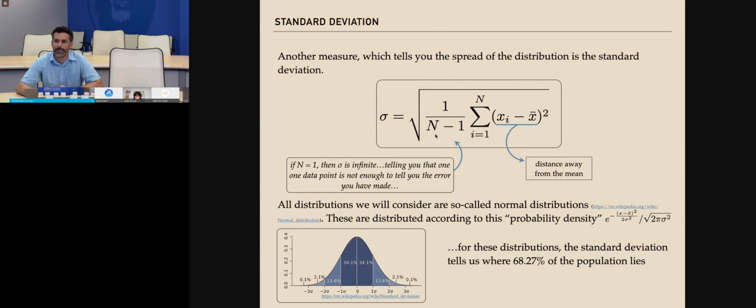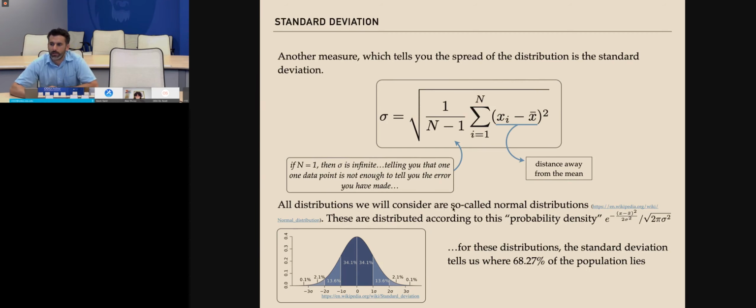And so this makes sense. Let's say I had only 1 data point. Then I would be dividing by 1 minus 1, which is 0, and so that would give me infinity. The definition of the standard deviation is already telling me that 1 is not a well-defined data set, or in other words, my uncertainty, my distribution, would be infinitely large.